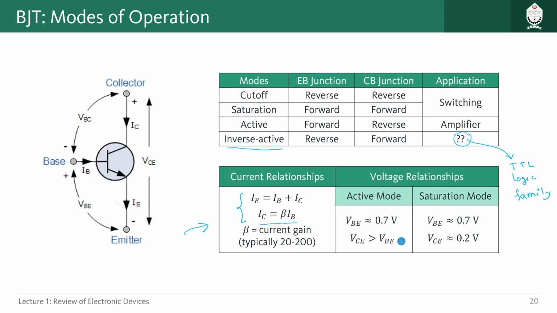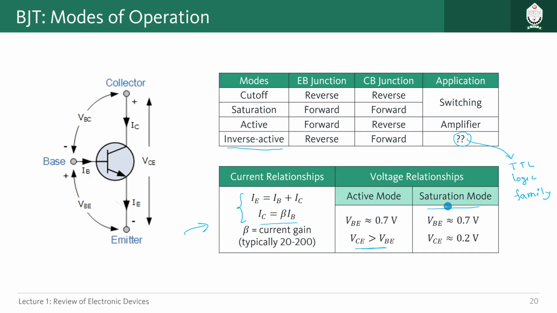And for voltage relationship, you have to understand whenever we have active mode, the voltage from base to emitter, VBE, is considered approximately 0.7 volt for silicon, and at that moment VCE, which is the voltage from collector to emitter, should be at a higher potential compared to the base to emitter voltage, because the collector should be at a higher potential compared to the base, so the base to collector junction is in reverse bias mode. That's why in active mode this is the requirement.